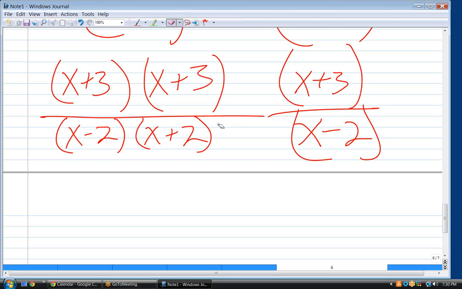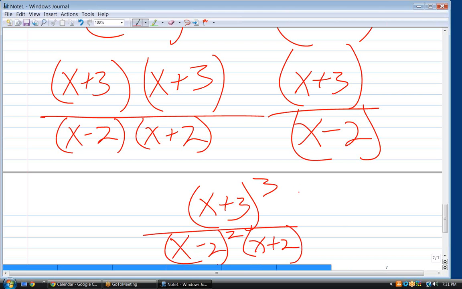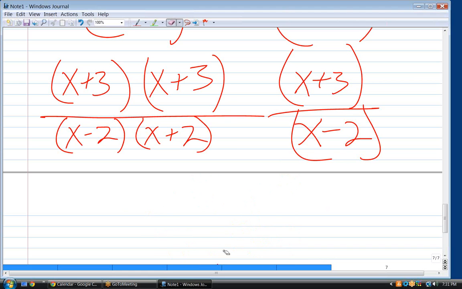So this is not only the intermediate step, but it's the final answer. I suppose you could write it as x plus 3 cubed over x minus 2 squared times x plus 2. I'm not sure if that's necessarily a simplification, but I don't see anything else that I can do. Do you? There's nothing that can be canceled. No, that's what the answer key says.